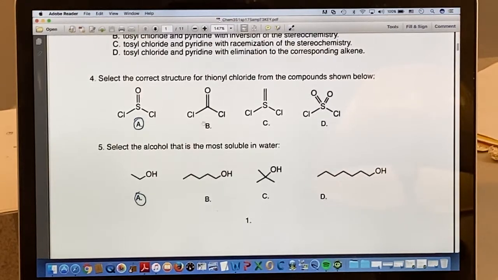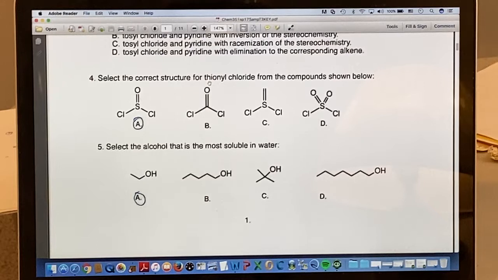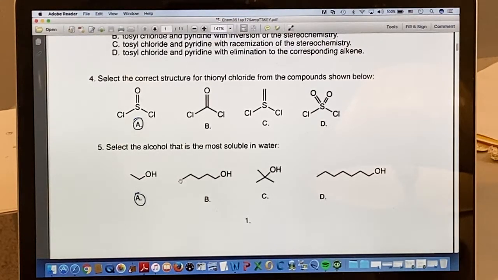SOCl2. Some of these don't have the right number of oxygens or whatever, and a carbon there. No, that's not it. And this doesn't even have the sulfur in it. So some things you can rule out there if you don't remember what thionyl chloride is, but you should know that reagent. We just covered it there. There'll be some properties questions.